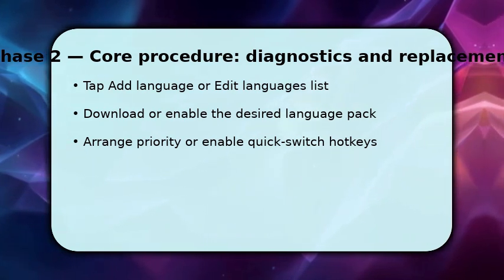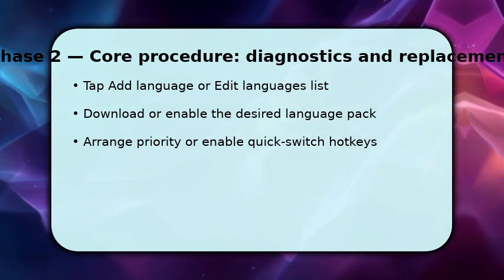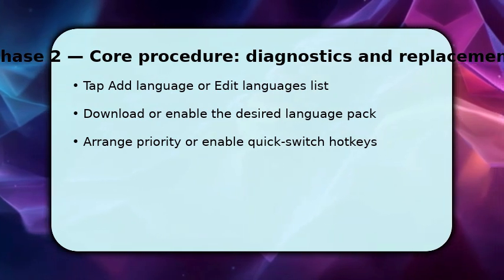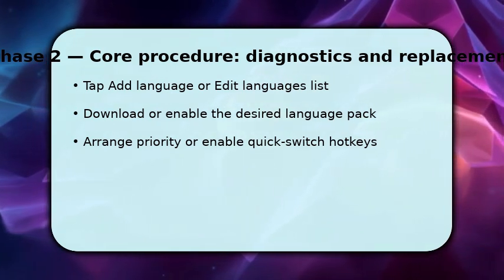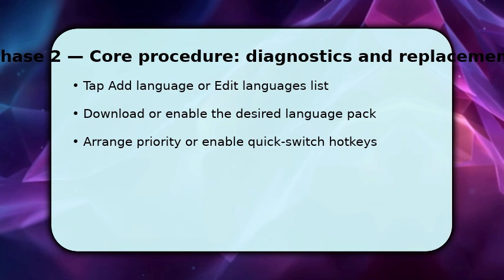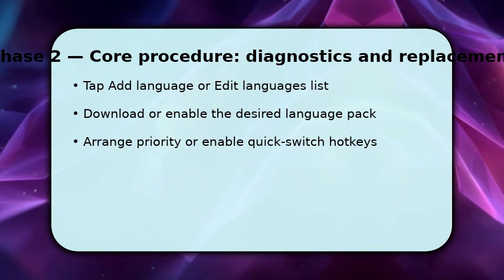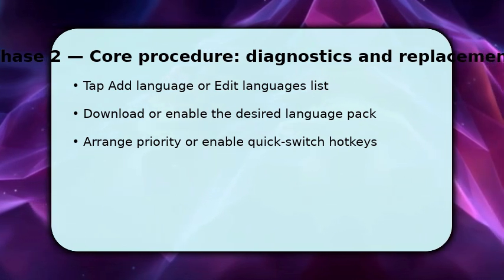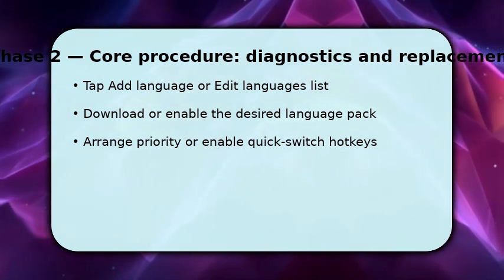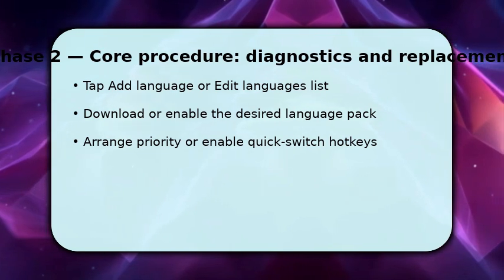Once installed, arrange languages in order of priority, or enable a quick switch key like globe or long press spacebar, so you can toggle on the fly. You do this because Autocorrect uses the active language dictionary. Changing the order changes which dictionary corrects typed words. If you want both, enable multilingual suggestions.